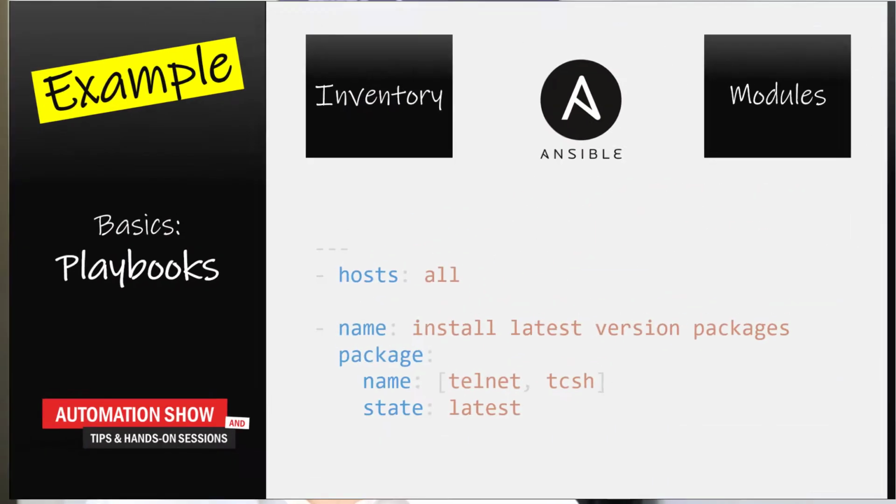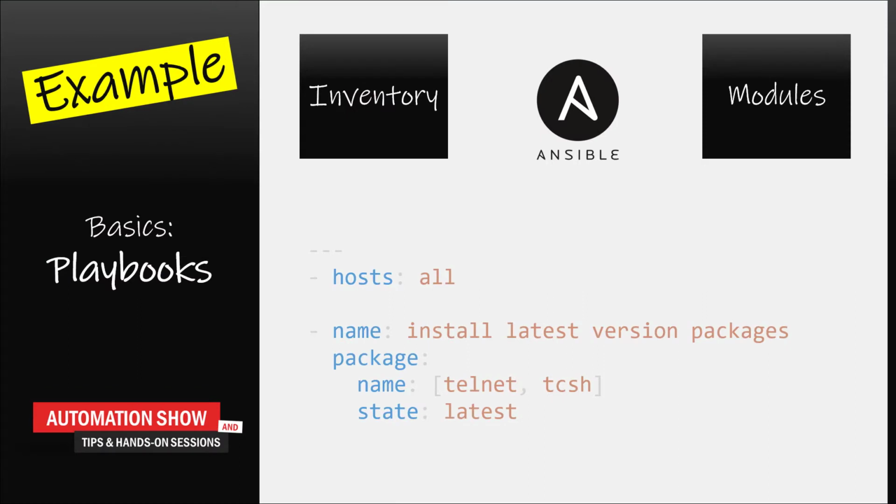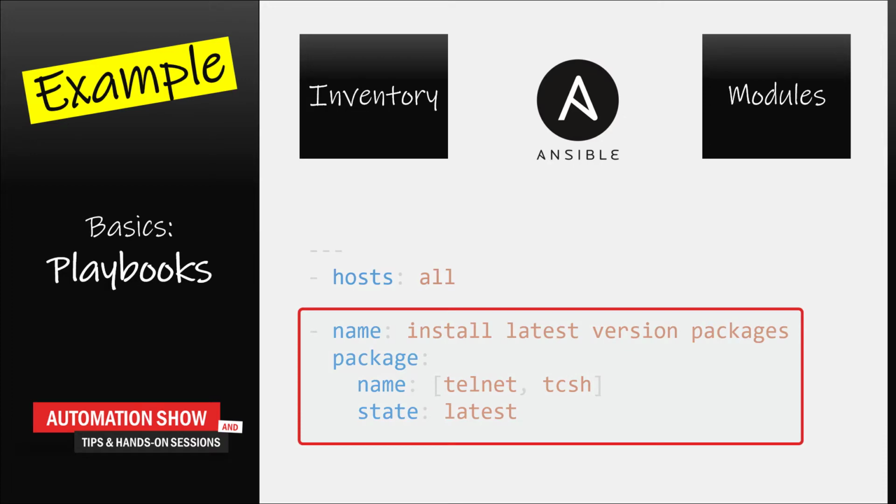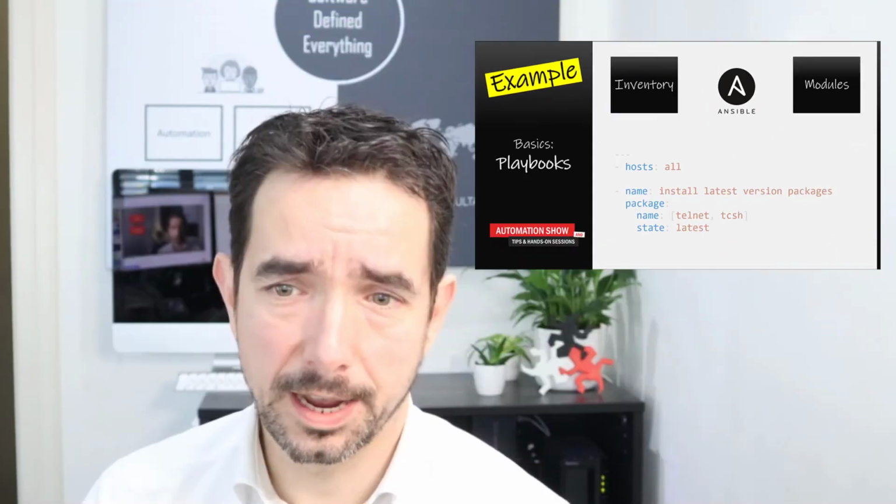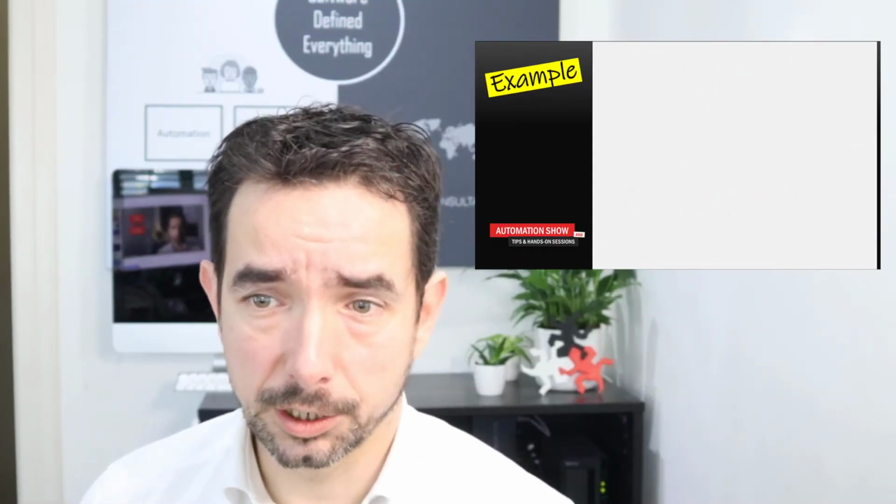Well, like this. You tell it where to run, in this case on all hosts. And we're gonna say that it needs to install 2 packages, Telnet and C Shell. And we want to have the latest version. And with these 4 lines, you will install it everywhere on all the hosts you have. Let's have a look at another example.